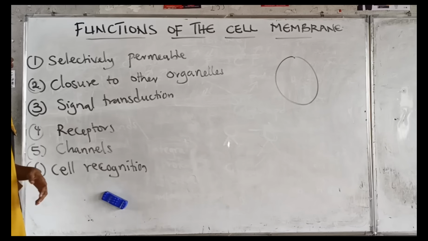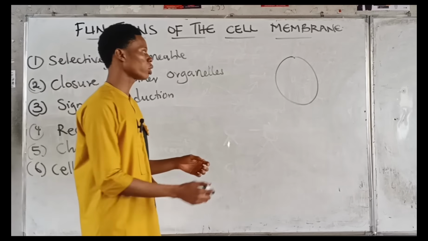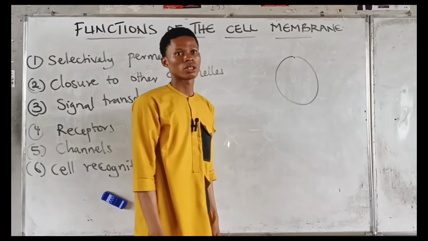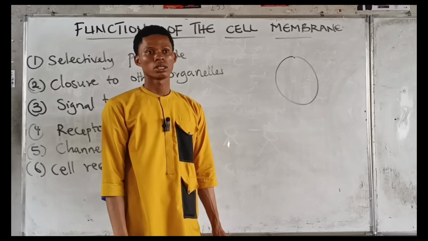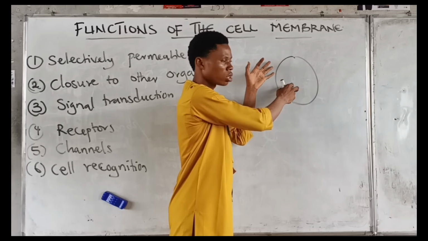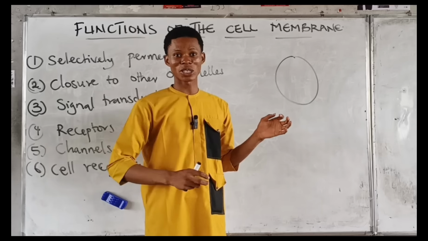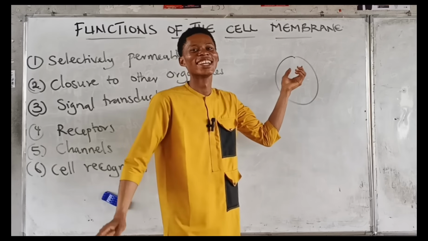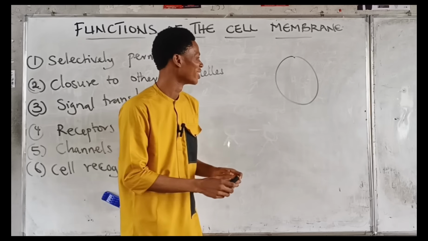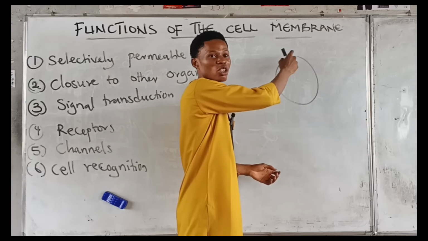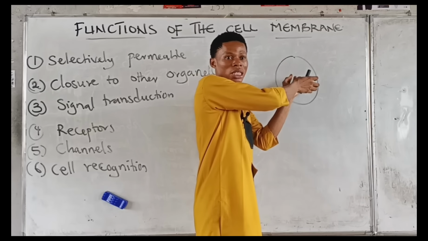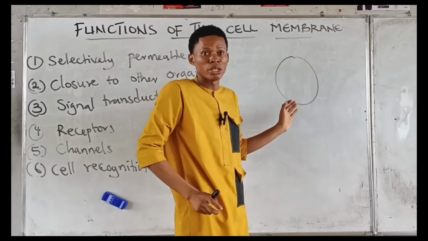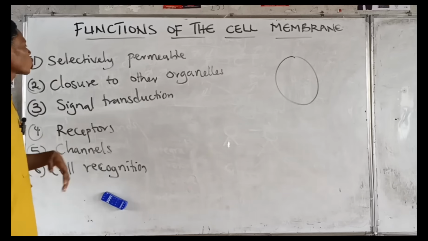Now, closure to other organelles. It serves as closure. Now, look at this. It's just like a fence housing other organelles. Just imagine you don't have a cell membrane. It means one day the mitochondria will just come outside. All right. So it serves as a closure, protecting other organelles. It encloses other organelles, preventing them from physical or chemical damage. That's that.